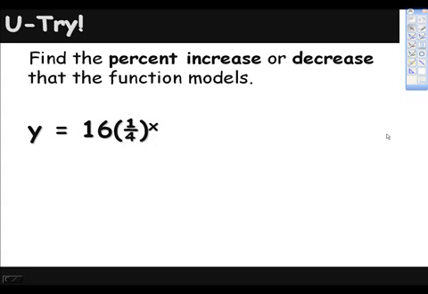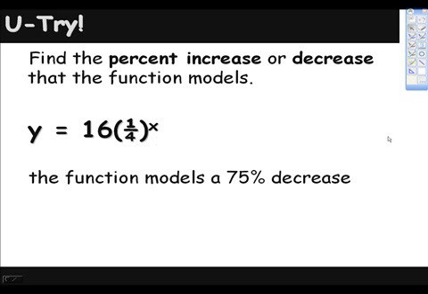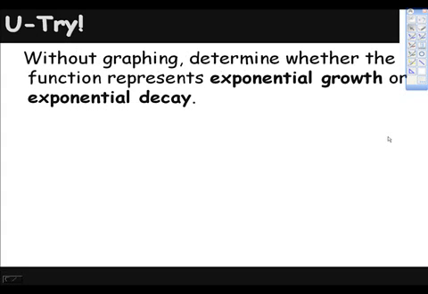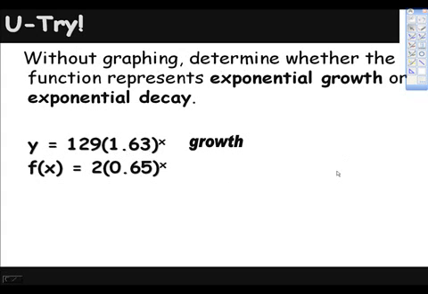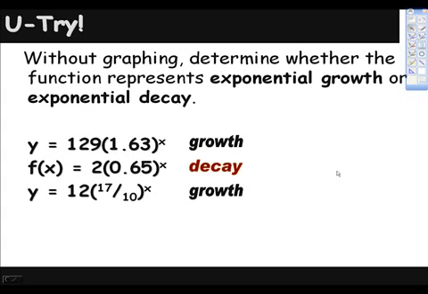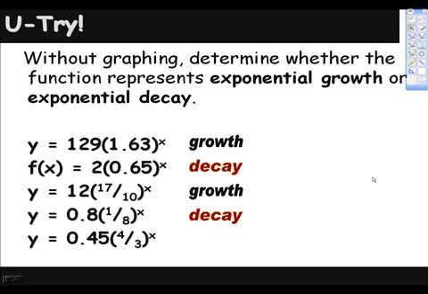How about this one? Notice it's only 0.25. So how much did it decrease? From 100% down to 0.25, it went down 75%. Without graphing, just determine if this is growth or decay. So this problem, what do you say? Better say growth. It's up 63%. How about this one? Decay. Right. And obviously growth, we've already seen that function, and decay. Oh, we got another one here. That one is good, growth.